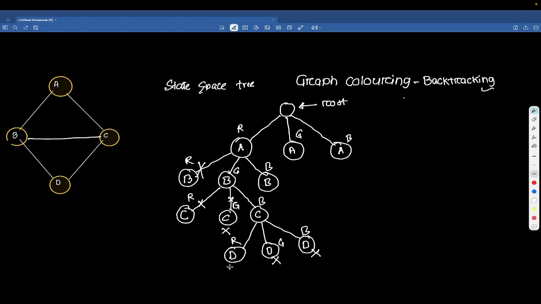After D, we do not have any node to explore. So if we consider this branch, then what will we have? We will have a solution.